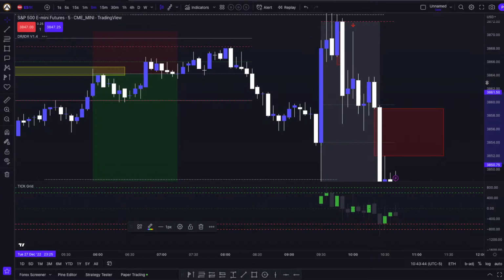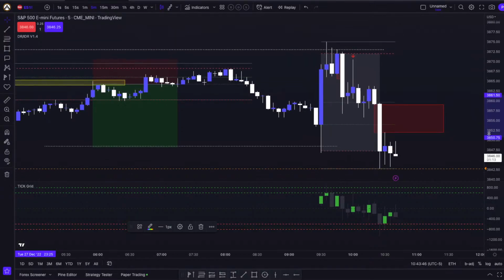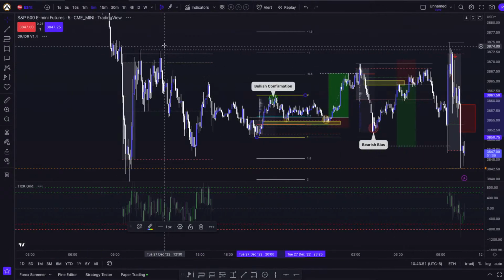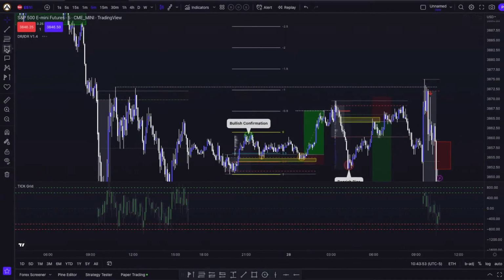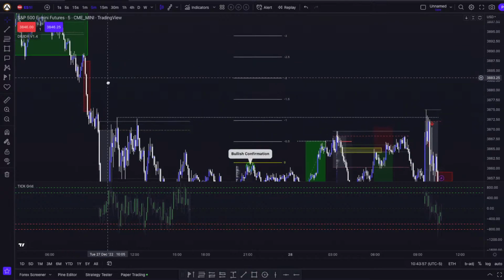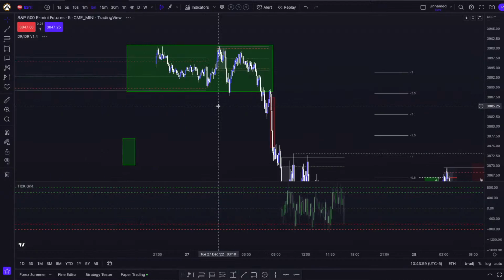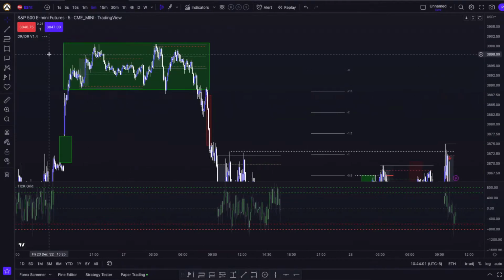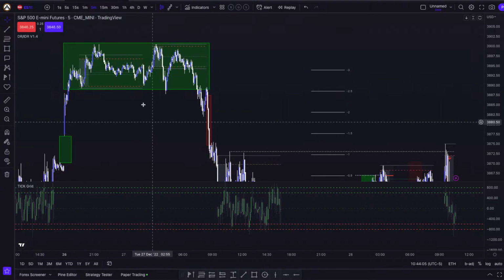It wouldn't surprise me either if the S&P is going back up high to take out those highs and maybe fill in this whole, those 3 fair value gaps right here, massive area, and maybe retest this whole distribution that formed during Monday.